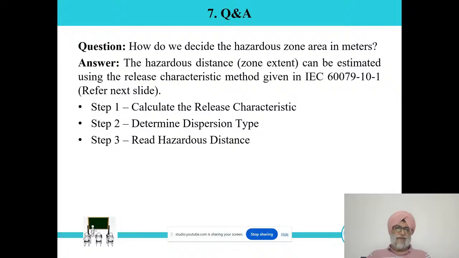Question number 7. How do we decide the hazardous zone area in meters? There are steps for the calculation, which were explained in the international webinar on hazardous areas conducted on 22nd February. Please refer to the link in the description and you can check it. Step 1 is to calculate the release characteristics. Step 2, determine the dispersion type. Third, read the hazardous distance. It is explained step by step, so please refer to that.